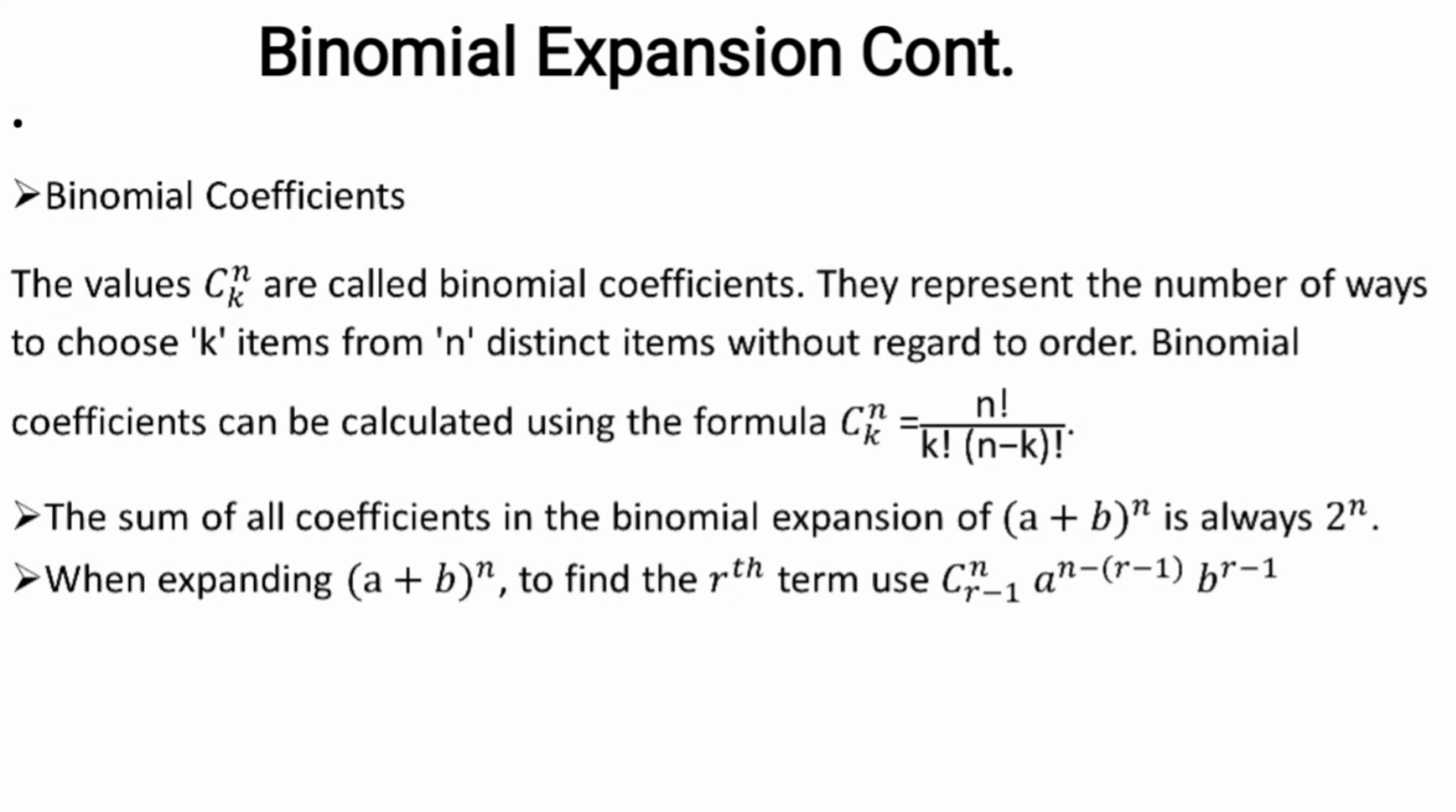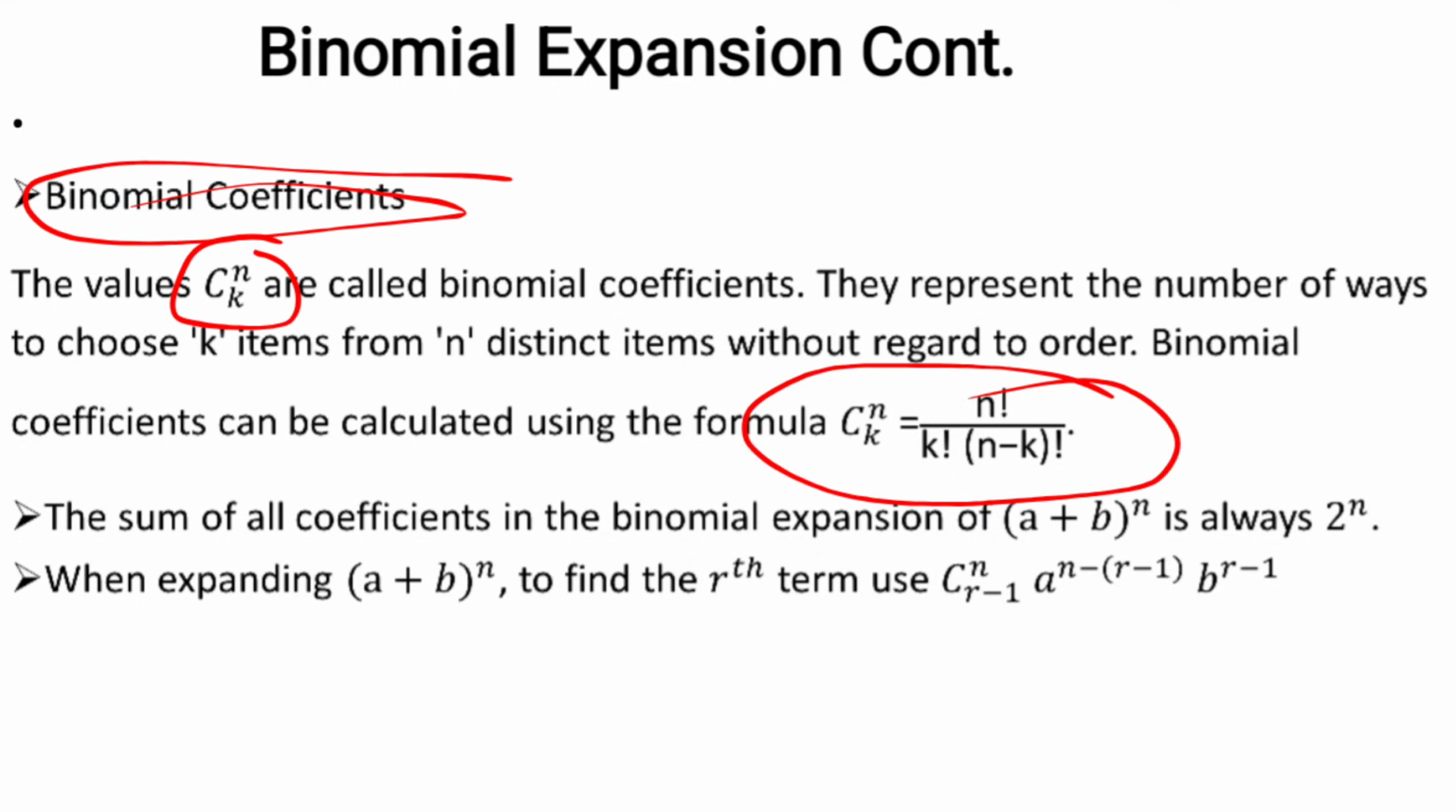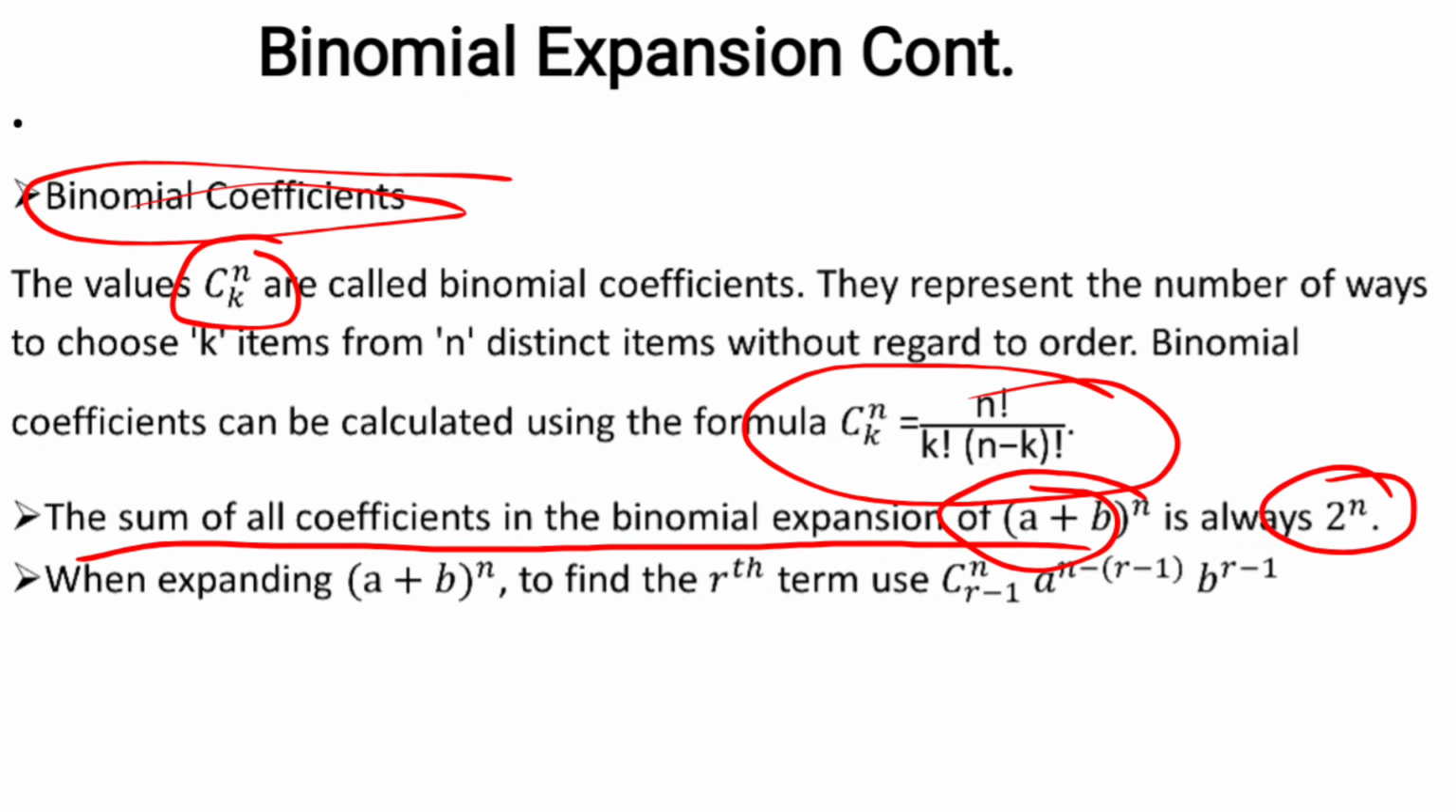Before application, I had explained to us in our previous class the binomial coefficient, if you recall, which is simply n combination k, which is n factorial over k factorial times n minus k factorial, okay? And what you need to know is that the sum of all coefficients in the binomial expansion of this form is always 2 to the power n.